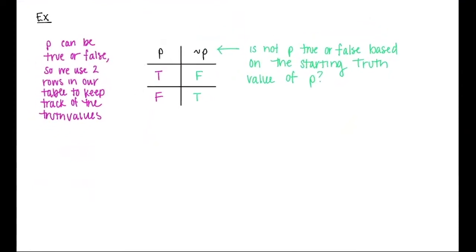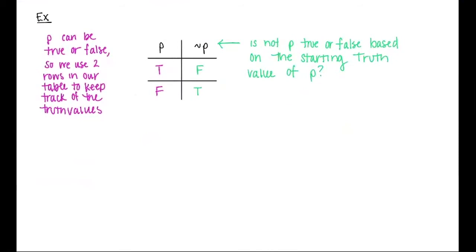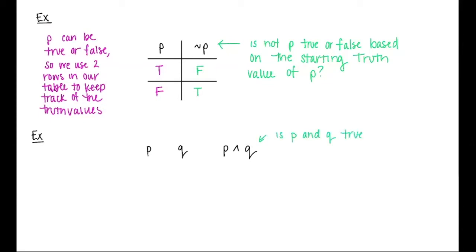All right. If we move into our conjunction, that combines 2 statements, P and Q. And what we're going to do is ask, is P and Q true? Okay. So based on the beginning combination values of P and Q, is this final thing true or false? Okay.